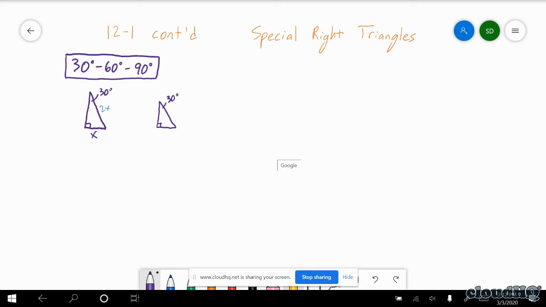Now I can go back and erase that and look at the triangle itself. And I know that if the short leg is x, the hypotenuse is 2x. I can make that a little more bold. Let me just try that over again.